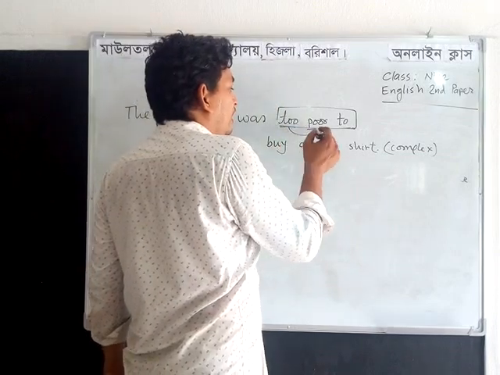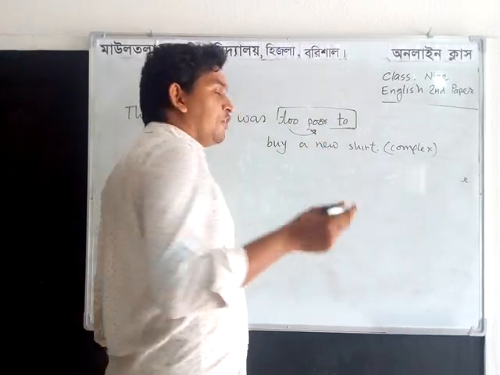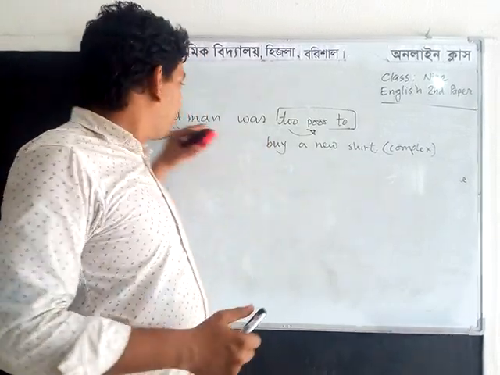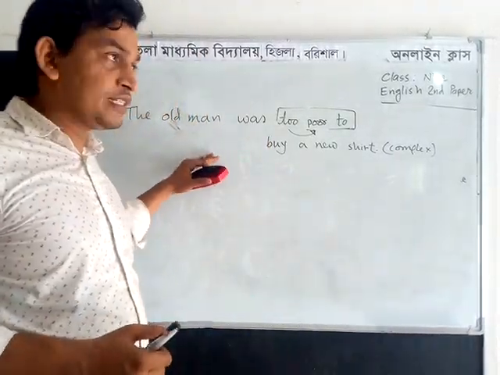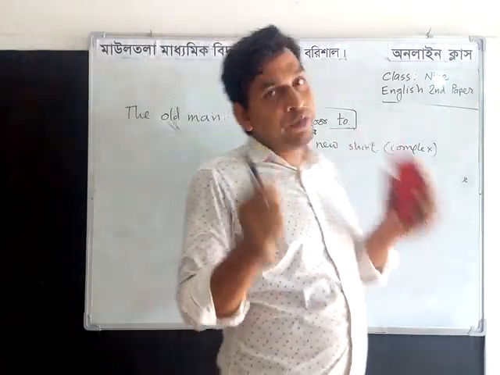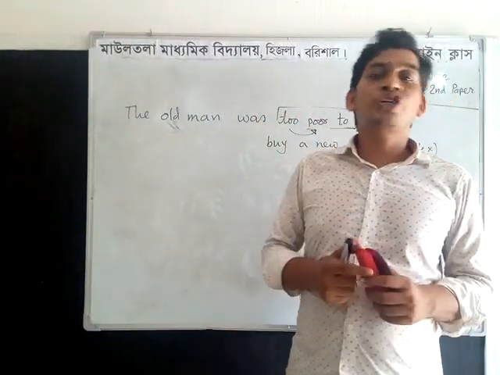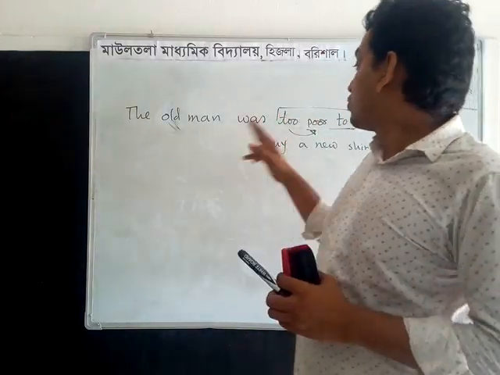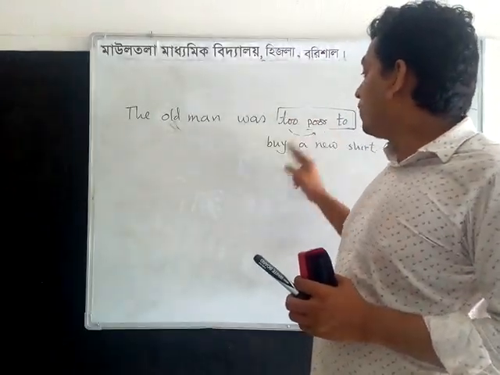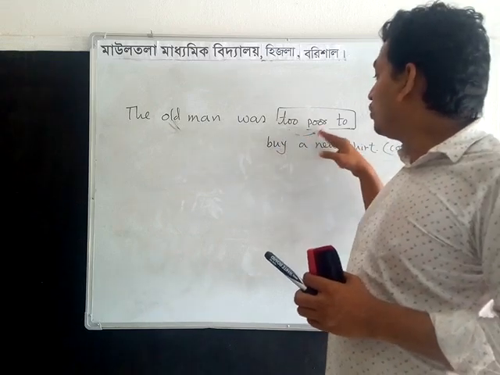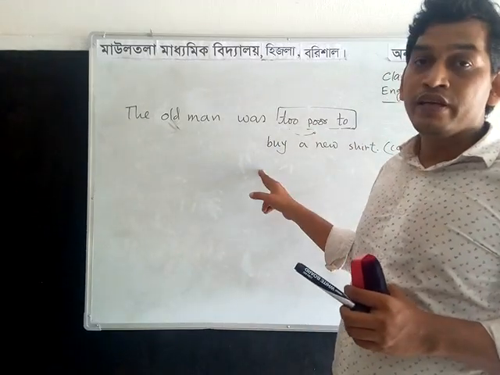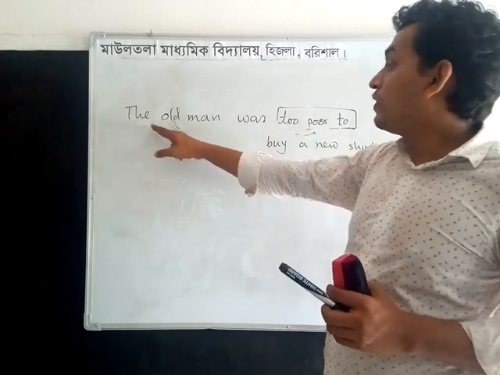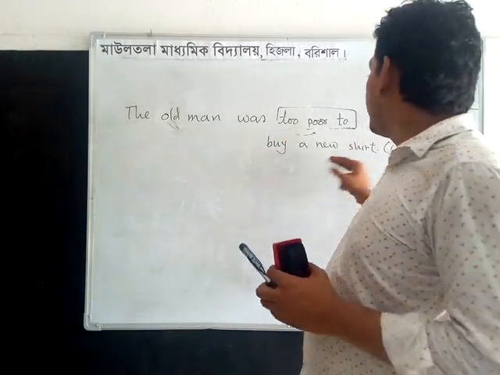too poor, that means he was very poor, and because of his poverty, the old man could not buy a new shirt. This means that as the old man was very poor, he could not buy a new shirt for himself. In this sentence, too poor to buy, too poor means very poor, to buy means he cannot buy. Here, to refers to the negative form, negation.